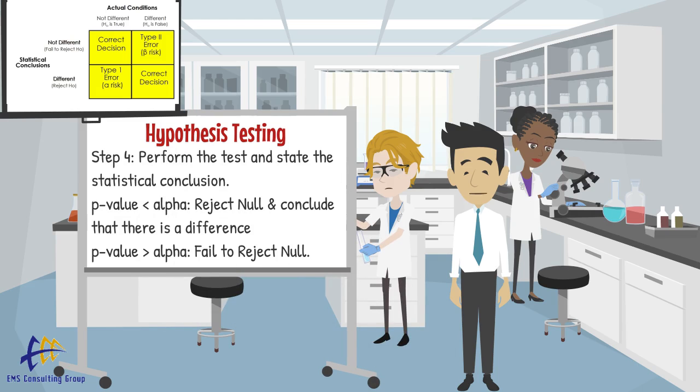Step 4, perform the test and state the statistical conclusion. To determine a conclusion, the p-value of the test is compared with alpha. If the p-value is less than alpha, then we reject the null hypothesis. We have apparently found a significant difference. If the p-value is greater than alpha, then we cannot reject the null hypothesis. This means we do not have enough evidence to conclude that there is a significant difference.